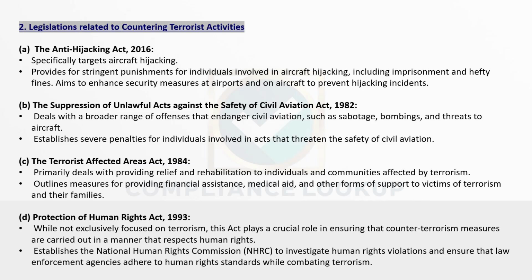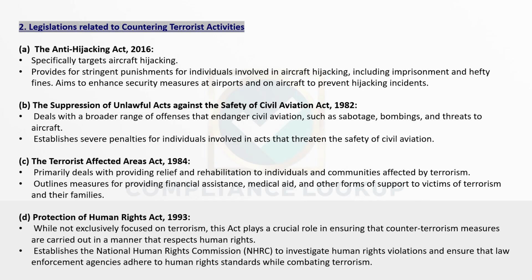Kandahar, Afghanistan. The hijackers demanded the release of terrorists in exchange for hostages. Such incidents led India to reinforce its anti-hijacking laws to ensure swift punishment and prevention of future hijackings.